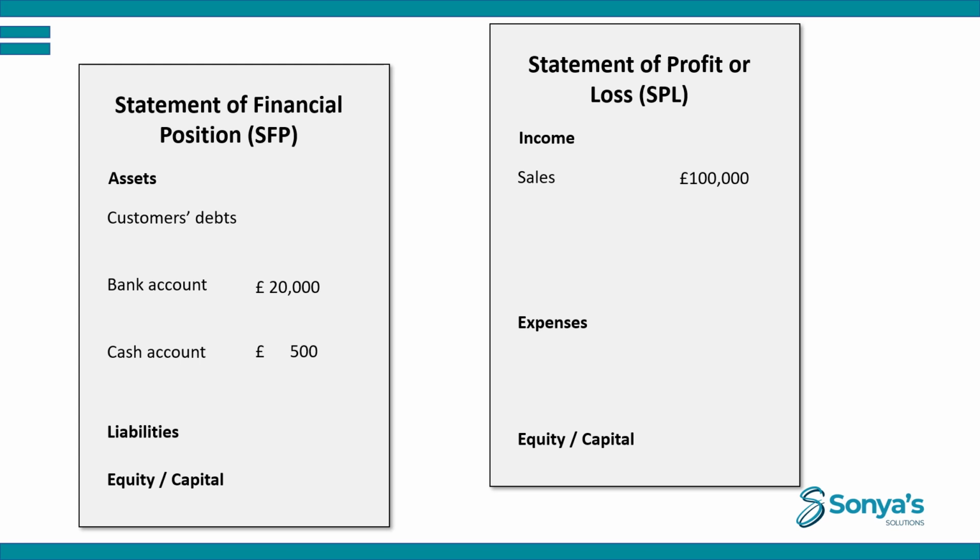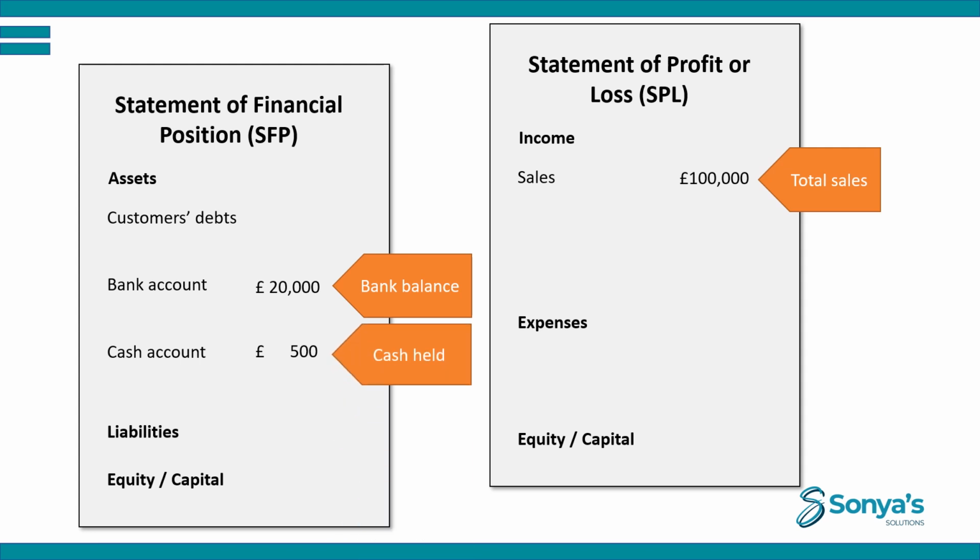Here you can see why we need these accounts. Let's say the accounts are balanced at the end of the month. The sales account will tell us how much the business has earned from selling goods and services during the accounting period. The bank account tells us what the bank balance is. And the cash account tells us how much cash is held on the premises. Each account serves a completely different purpose.